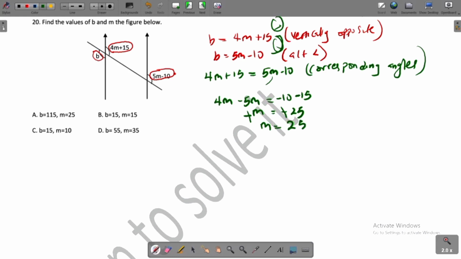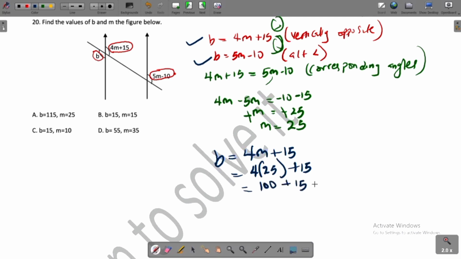So our m is 25. Now, going back to any of this we have here, you can easily see our B equal to 4m plus 15. Our m here is 25. 4 times 25 plus 15. 4 times 25 gives us 100 plus 15. That's 115, our B. It means all those angles are 115.